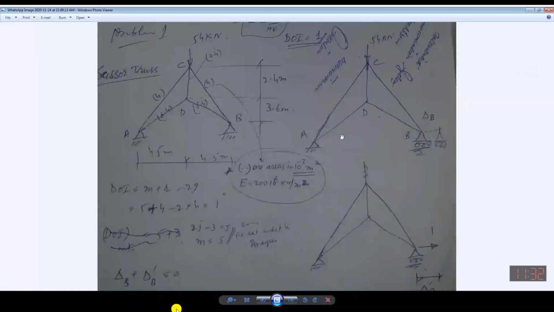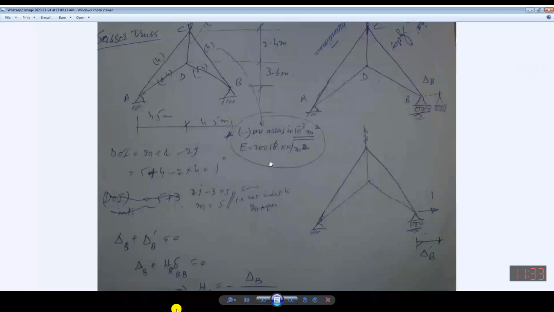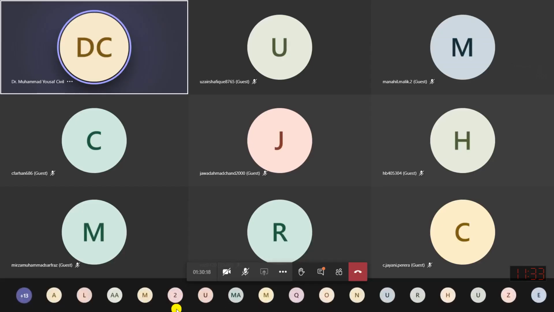So this was wrong. I chose the direction of HB in the right direction. That is not correct. It should have been applied in the leftward direction. So following this one, I can solve it manually, or I can use the formula approach that is given over there in the slide. I share it with you, and then we see how this can be calculated.